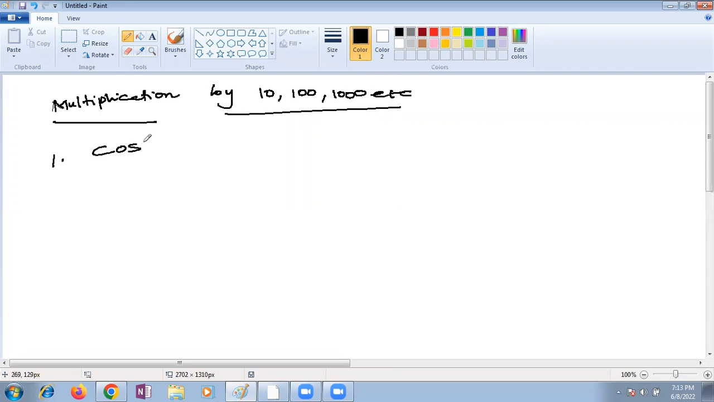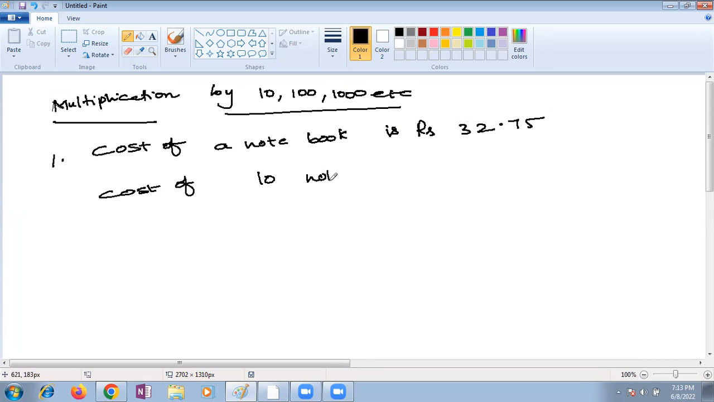Cost of a notebook is rupees 32.75. Find the cost of 10 notebooks. Cost of 10 notebooks. What should we do, children, in this case? You just move the decimal point one place to the right, ma'am.